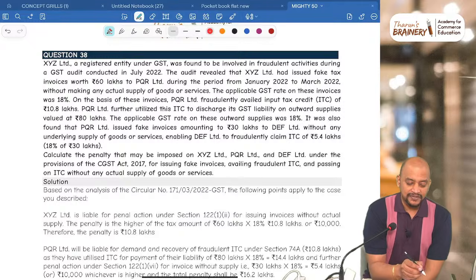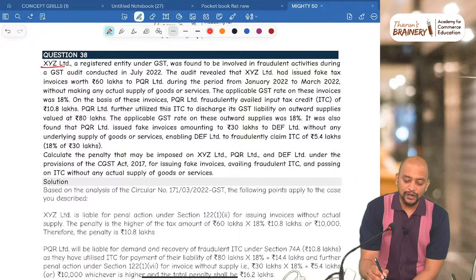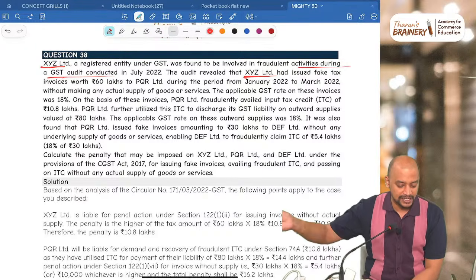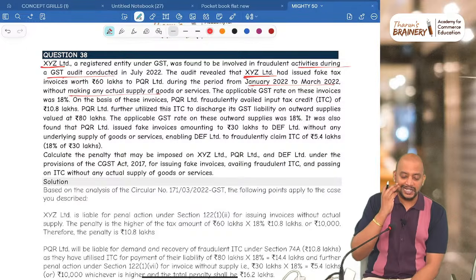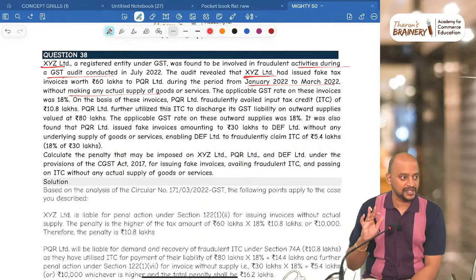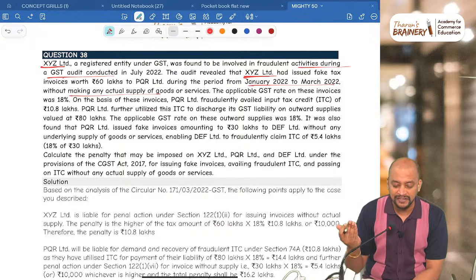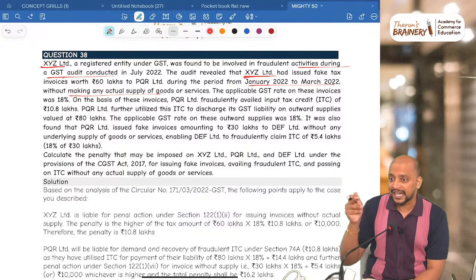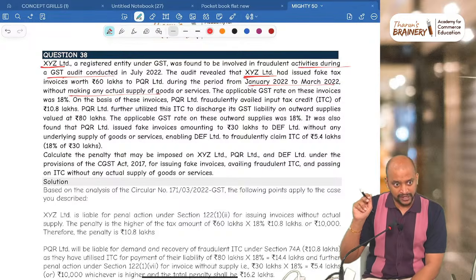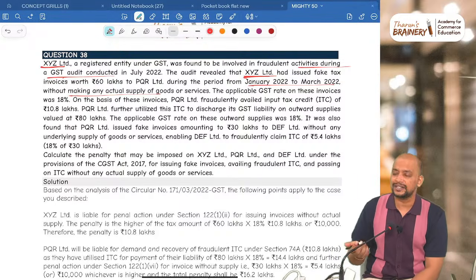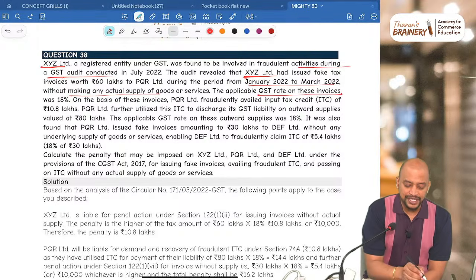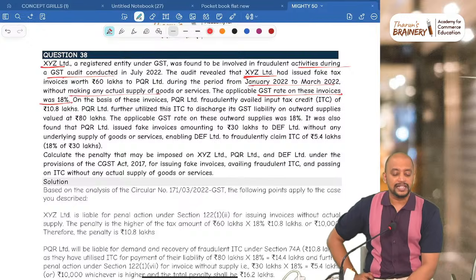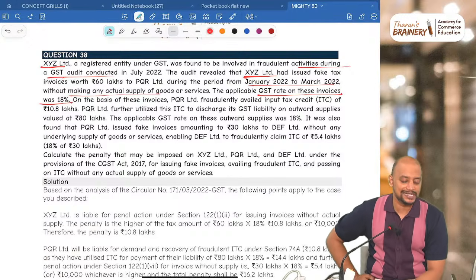So, say this, first, XYZ is the entity. They are involved in fraudulent activities found during an audit. XYZ has issued fake tax invoices during the period January to March without making supply. Means on XYZ, is there a liability? No, on XYZ there is no liability, which means recovery will not come under 74A. But XYZ has to pay penalty under section 122 subsection 1 for invoice default. Correct? Invoice without supply. And the applicable GST rate on these invoices was 18%. So, please calculate the penalty on XYZ under 122 subsection 1, 60 lakhs into 18%.